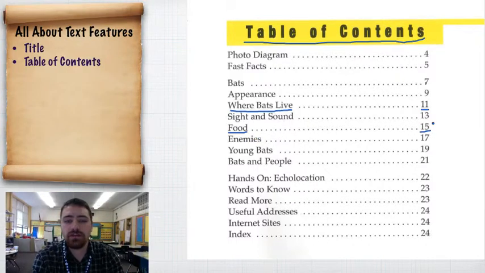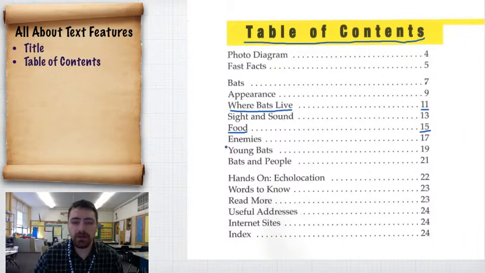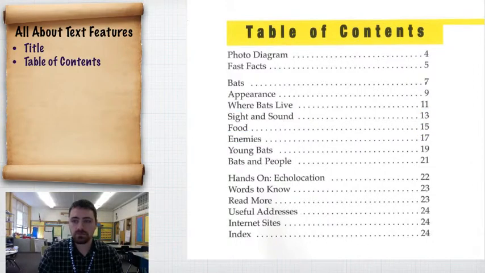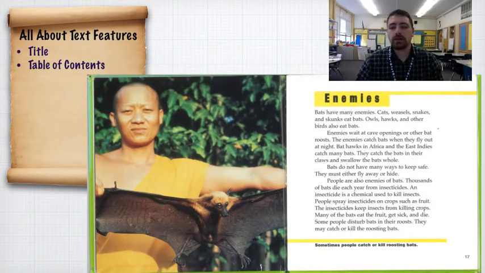Your turn. If I wanted to know about young bats, what page would I turn to? If you said page 19, you're correct. Today, I want to learn a little bit more about the enemies of a bat. So I'm going to go ahead and turn to page 17. All right. Now here we are on page 17, enemies.